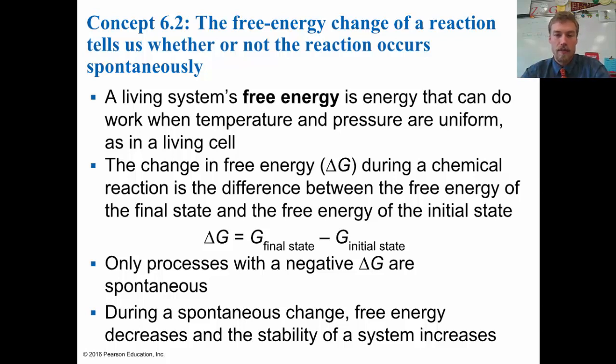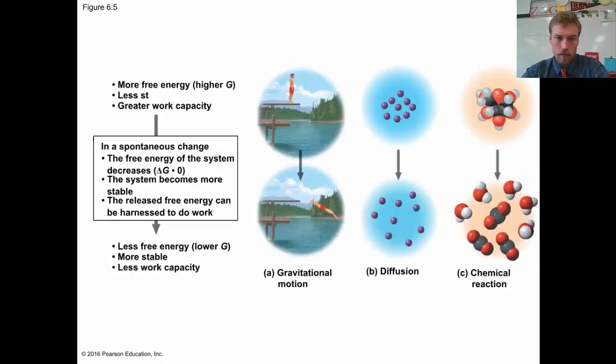Remember that during a spontaneous change, the free energy is going to decrease and the stability of the system increases. So when we move from a higher G to a lower G, we are going to be occurring spontaneously, and that's because we're increasing the entropy of the system. It's also a more stable conformation, so it's got more stability, and that's a big thing with molecules, with chemical reactions, is moving them into a more stable form. And also there's less capacity for work to occur when you are in that lower energy state.